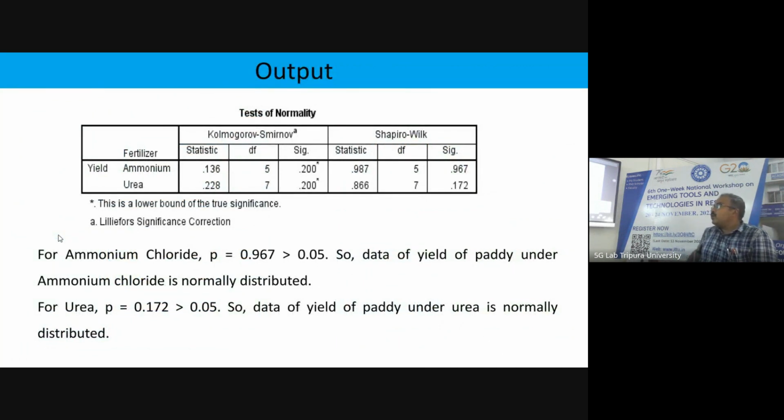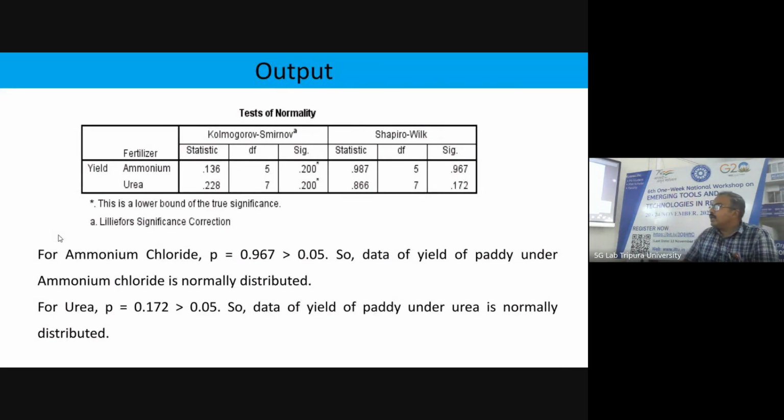For ammonium chloride, the probability is 0.967, very high over the 0.05 level of significance. So the data of yield of paddy under ammonium chloride is normally distributed. Obviously normally distributed. When the p value is very high, you will see that almost all the points are almost on the straight line. If the value is low, it will be a little scattered.